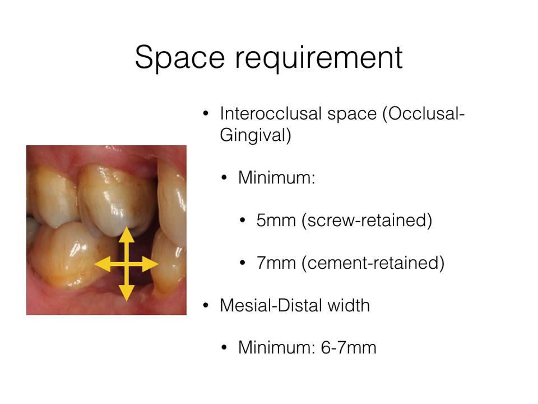Also, we need to think about the mesiodistal width. Remember in the earlier slide, we talked about when we place the implants, ideally we want to have 1 mm of bone around the implants. And we also talked about how the implant diameter is important related to the implant crown emergence profile.